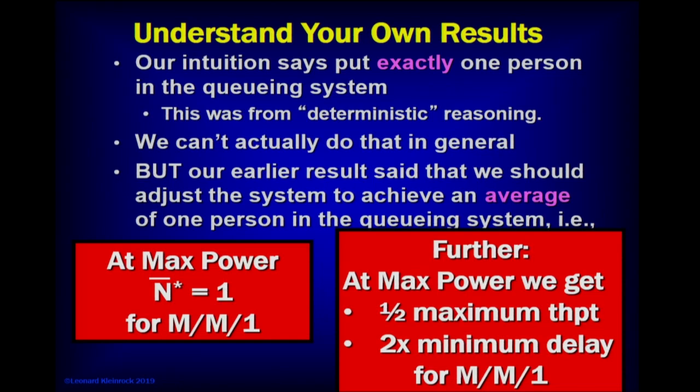So that's rather interesting. This power thing, which came out of nowhere, is modeling what your intuition says should be. Keep the pipe just full and no fuller. Just full means the average number in the system. Sometimes there's less than one person. Too bad, you're wasting efficiency. Sometimes there's more than one person. Too bad, you're introducing extra delay. But balance it right there at one, on average.